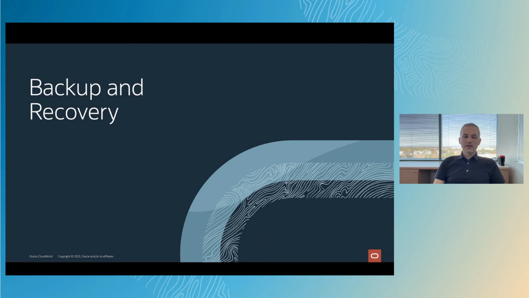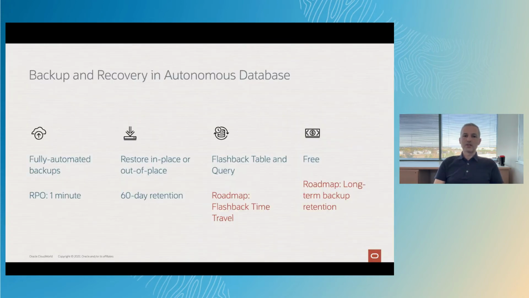Backup and recovery is the next area I want to cover, which is, again, completely automated in Autonomous Database. We back up the databases continuously. You don't have to do any backups at all, and you don't have to worry about backups at all. The RPO, recovery point objective, or data loss tolerance we provide with these backups is 1 minute. So if you don't have a standby database, you rely on backups to restore your database if something happens. The maximum amount of data loss you will see is up to 1 minute.